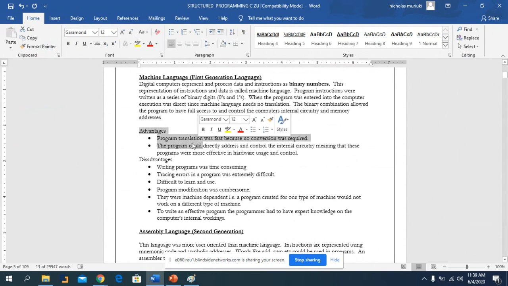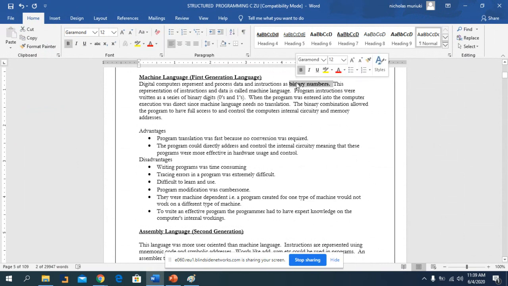One, translation was fast. That is very fast, because it's a language that a computer can understand. That is okay. So interpretation is very easy. The program could directly address and control internal circuitry, meaning that these programs were more effective in hardware usage and control. That is very correct, because if you look at this interpretation, it is more effective to the hardware that we are using, because they have already been coded in that.